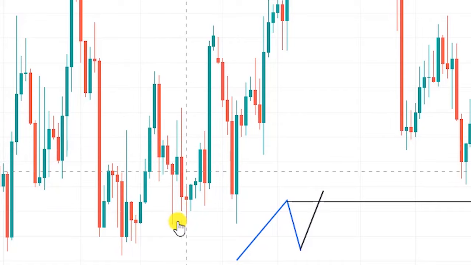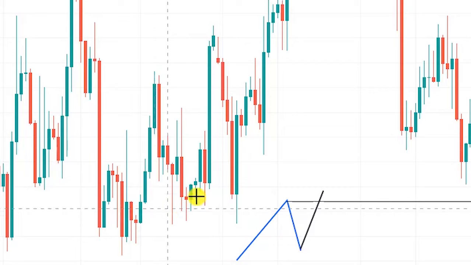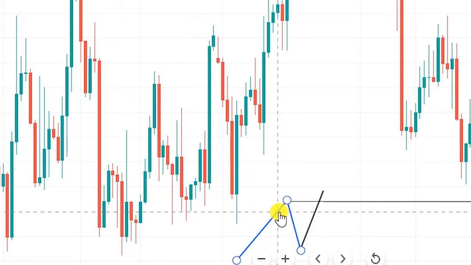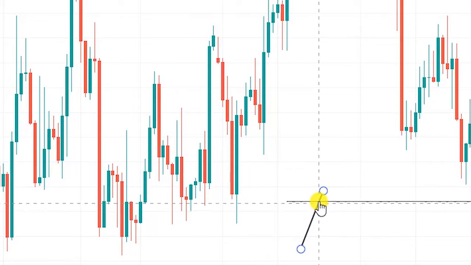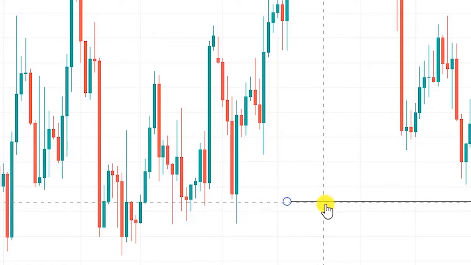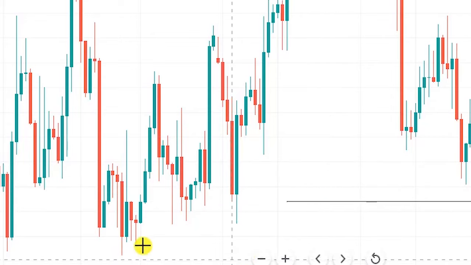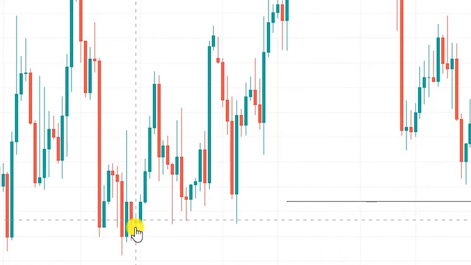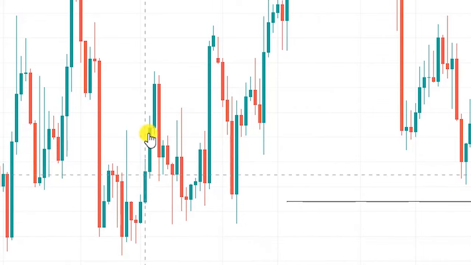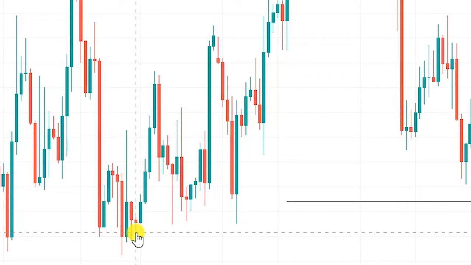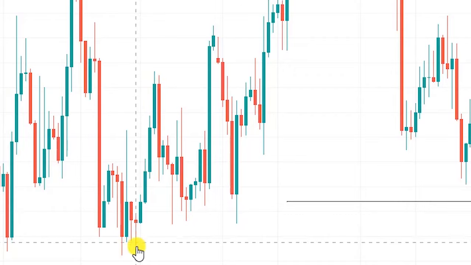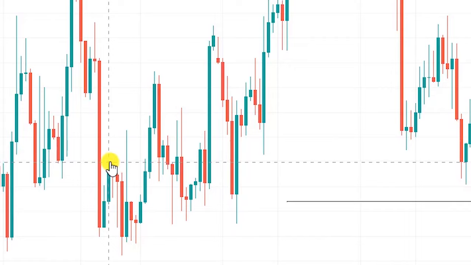So now, where is the order block? The order block is the last... Sorry, let me remove these things from the chart to make it clear. We'll get back to it later. So the order block is the last opposing candle before this move. Why do we say it's the last opposing candle? It's the last opposing candle before the move that broke this high.